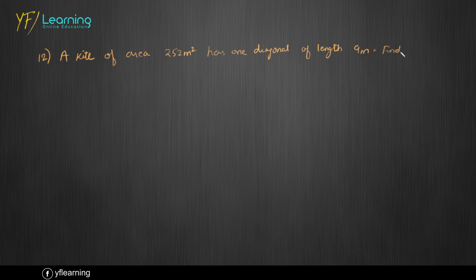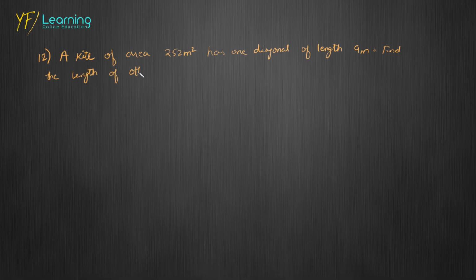Question number 12. A kite of area 252 meters square has one diagonal of length 9 meter. Find the length of the other diagonal.